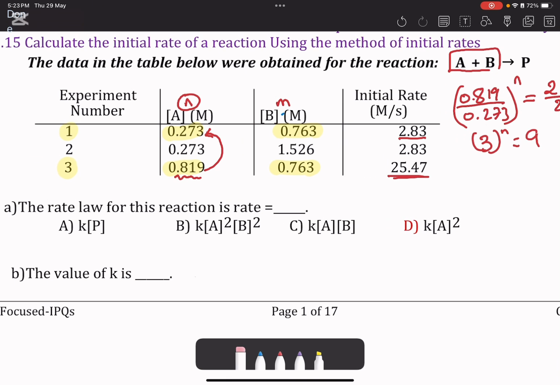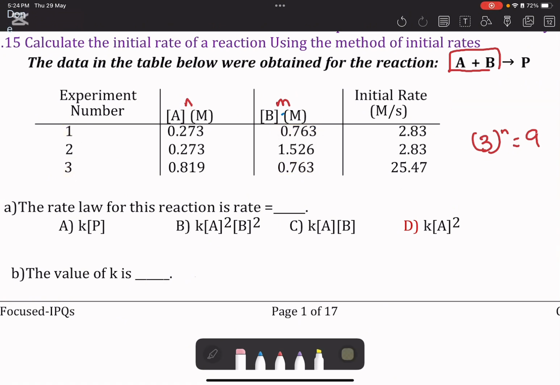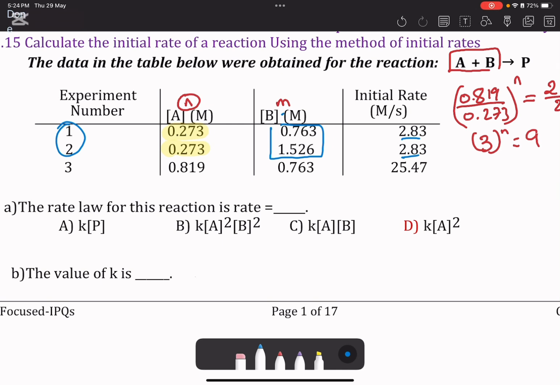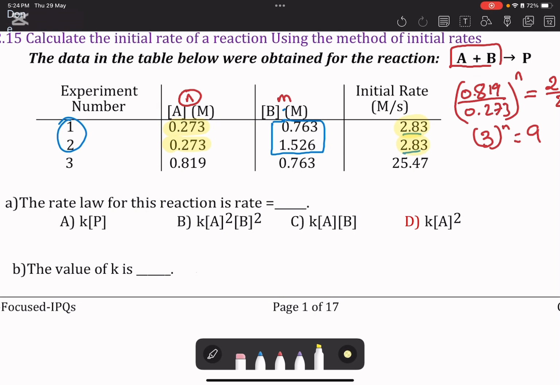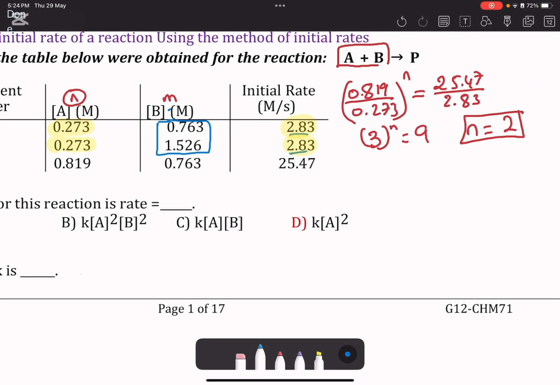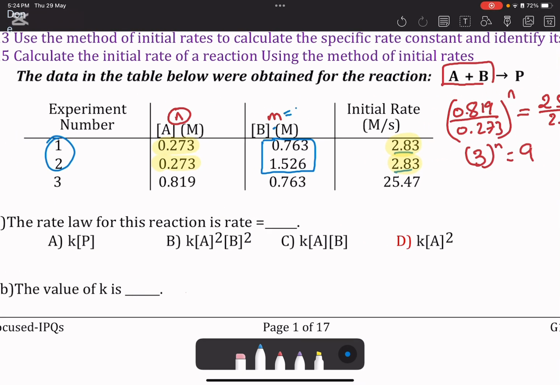Now, if I want to calculate the order with respect to B, I am going to choose the experiments in which the concentration of A is constant, not changing. So that means experiment 1 and 2, and I'm going to study the effect of changes in B on the rate law. Now, this doesn't need calculations because you can see that when B concentration changed from 0.7 to 1.5, the rate did not change. Therefore, it is 0 order in B.